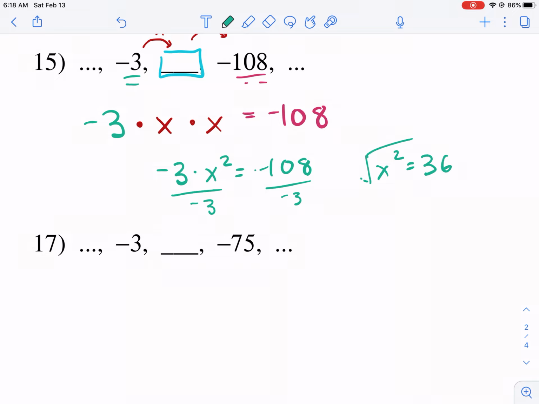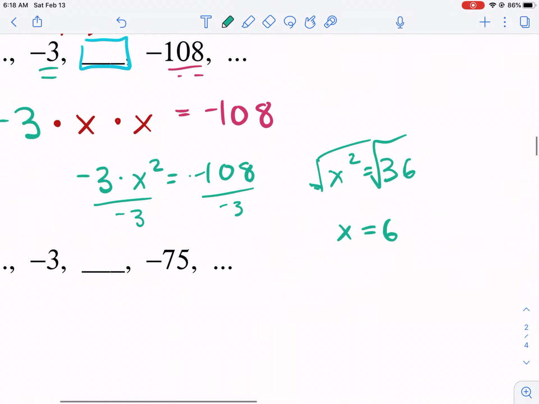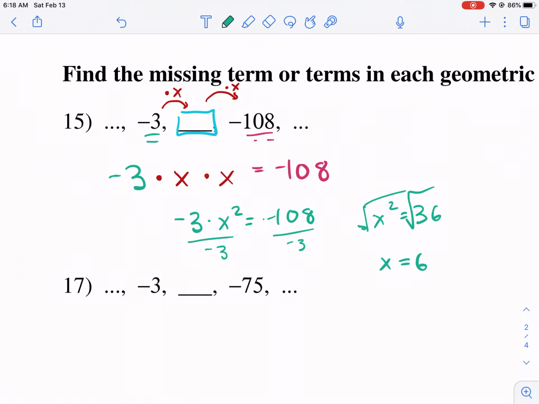I'm going to take the square root of both sides. That's how you undo the square. And I get x equals 6. So I know I'm going to be multiplying by 6 each time. So let's go ahead and change this x to a 6. Or technically, it could be either one, it could be a negative 6. We don't know.